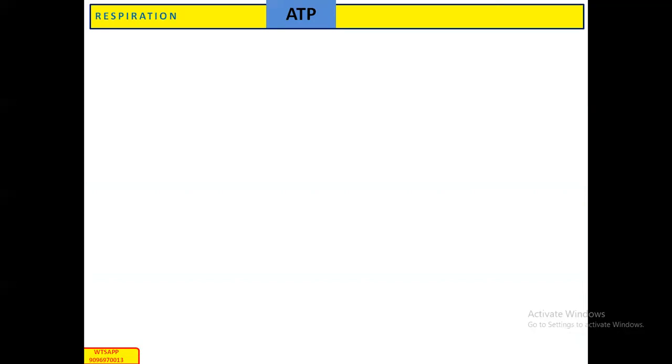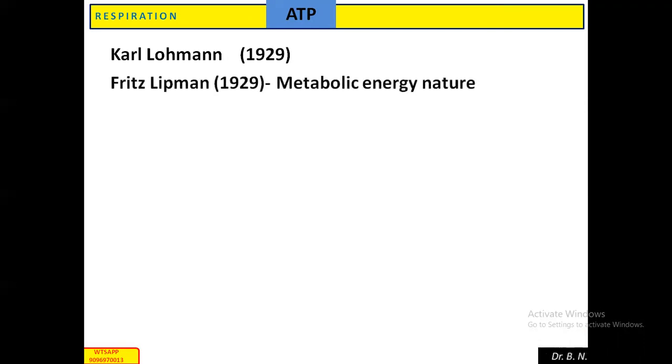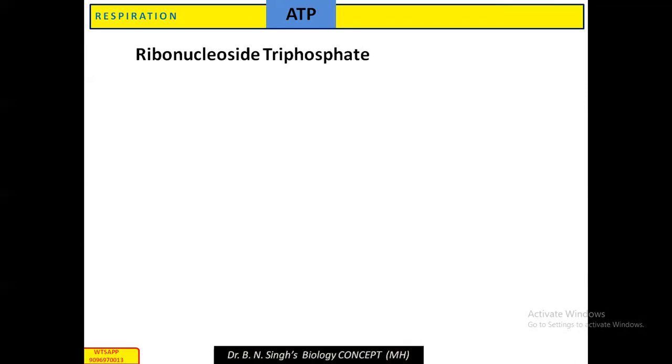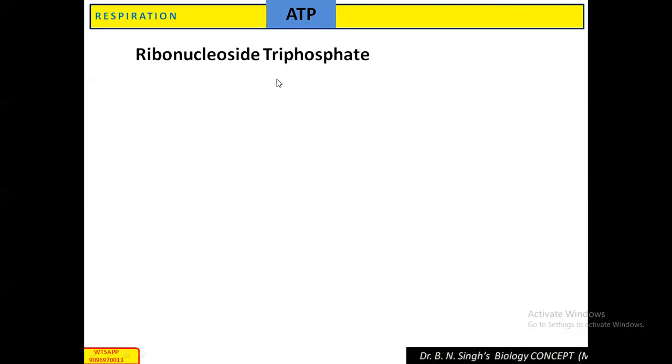Adenosine triphosphate is a ribonucleoside triphosphate. It was discovered by Karl Lohmann, and the metabolic energetic nature of ATP was discovered by Fritz Lipmann. The Indian scientist Subba Rao also explained the metabolic energetic nature of ATP. And this ATP, as I told you earlier, is a ribonucleoside triphosphate. How is it produced?